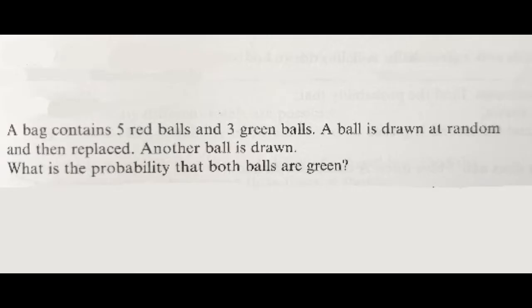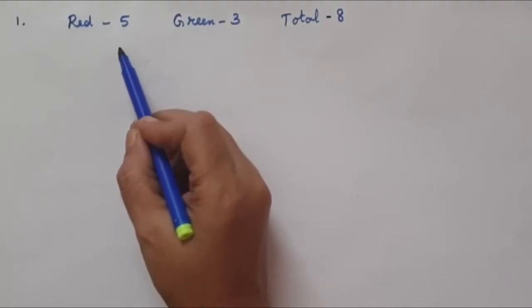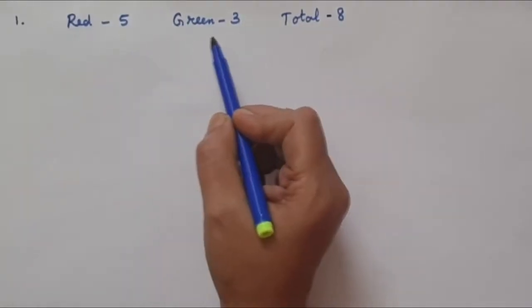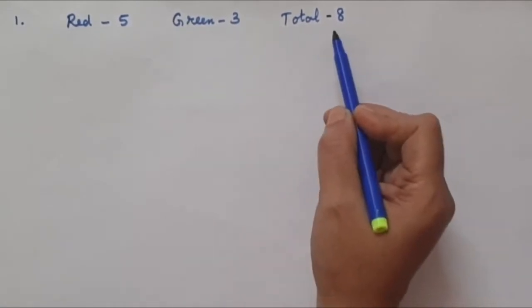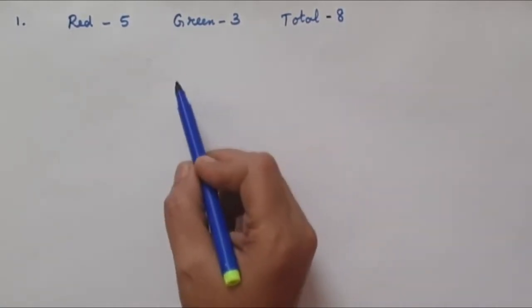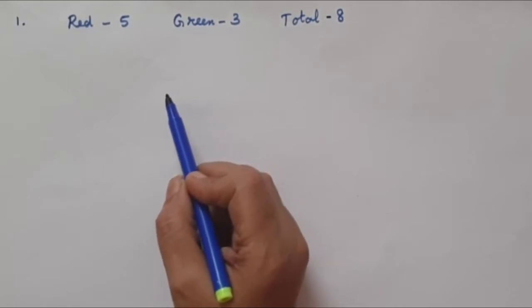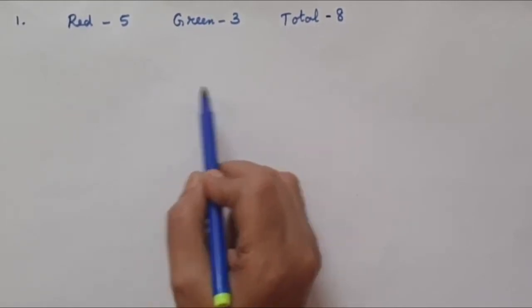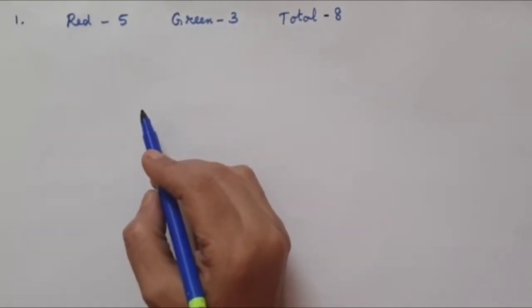And now the first question. A bag contains 5 red balls and 3 green balls. A ball is drawn at random and then replaced. Another ball is drawn. What is the probability that both the balls are green? We are given 5 red balls and 3 green balls, so it gives us a total of 8 balls. Now it is given that a ball is drawn at random and replaced, and again the second ball is drawn.